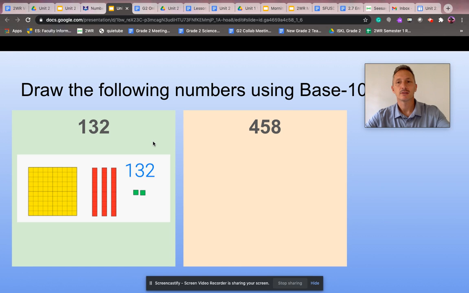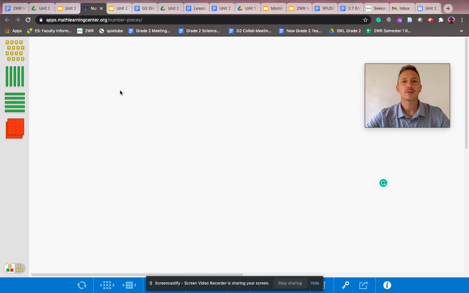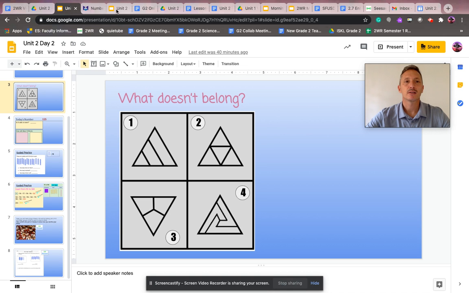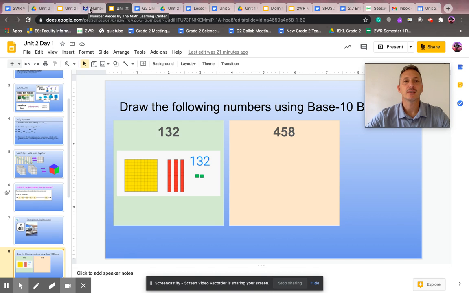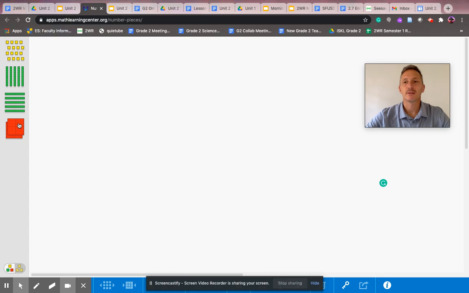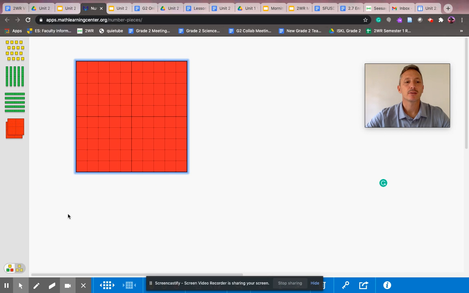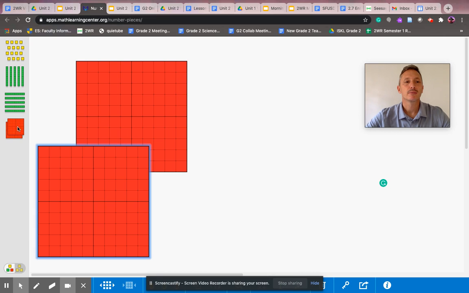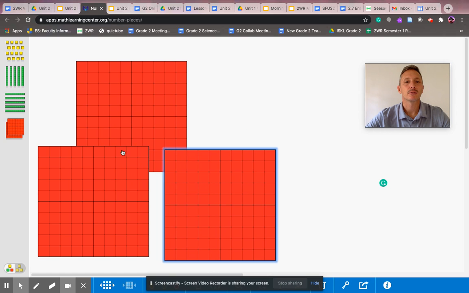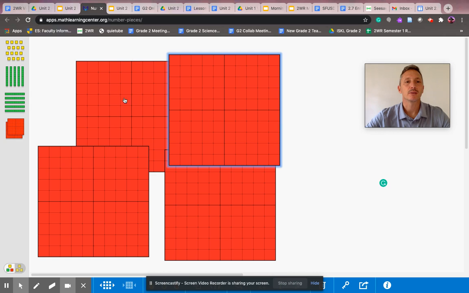Okay, and so I'm just going to go to here, and I'm going to show you the app. Our number was 458. So how might we show 458? That's right. Oh, and also on this app, you can see here that I can change the color of the rods and the flats and the ones. So I like to make them a little bit different. So remember we had 458, so we're going to have 4. There's 1, 2, 3, and 4. They're pretty big pieces there.